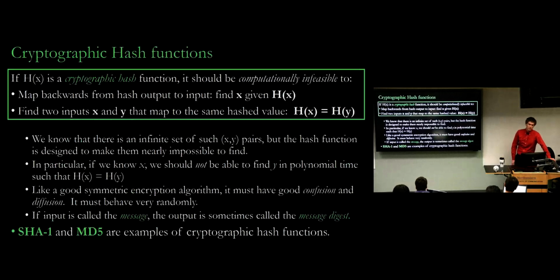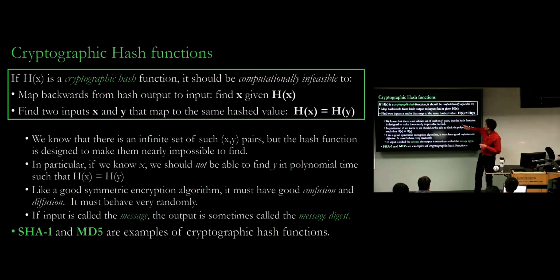Okay. So we want to use a cryptographic hash function, not just any hash function. A cryptographic hash function, I'm just using the notation capital H as a function, is one that makes it computationally infeasible to do two things. First of all, map backwards from the hash output to the input. So for example, if we hash x to get some value, we shouldn't be able to use the hash of x to go back to x.